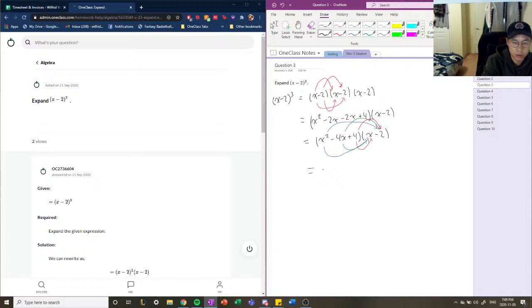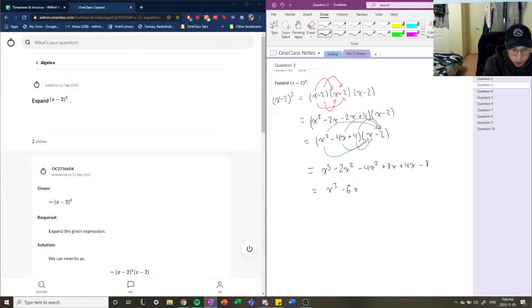Okay, so x squared times x is x cubed. x squared times negative 2 is negative 2x squared. Negative 4x times x is negative 4x squared. Negative 4x times negative 2 is 8x. 4 times x is 4x. And 4 times negative 2 is negative 8. Okay, simplify it all together, and this is your expansion.